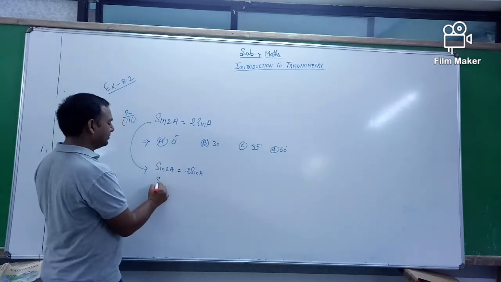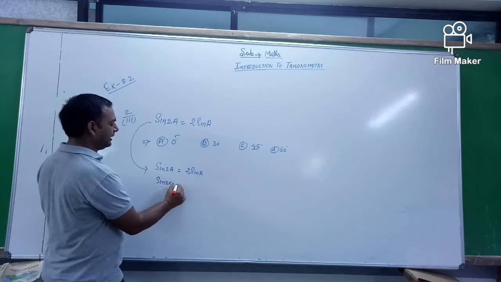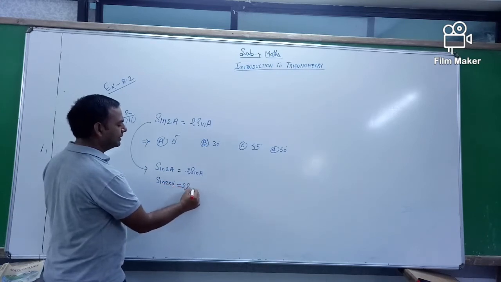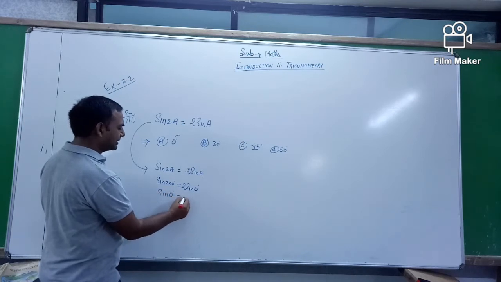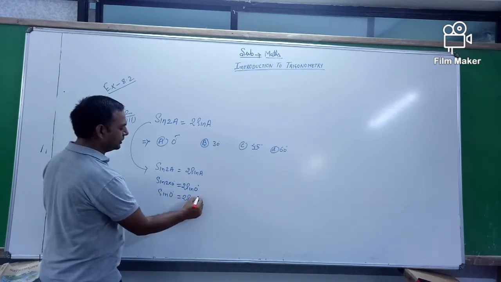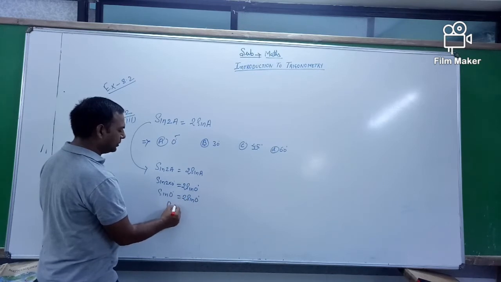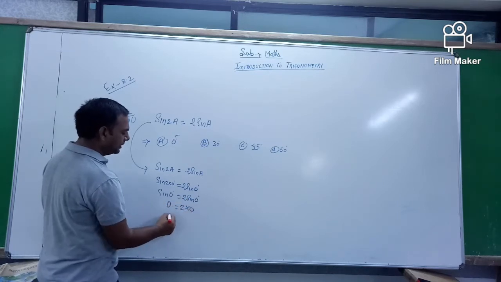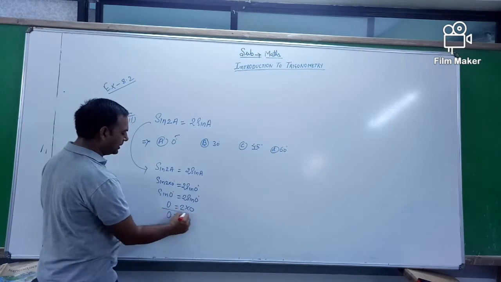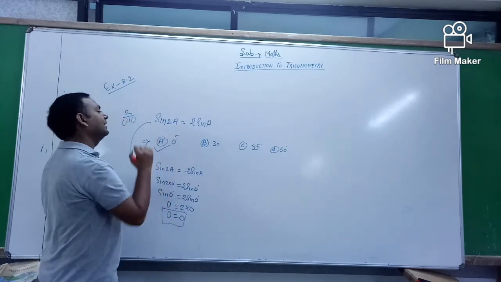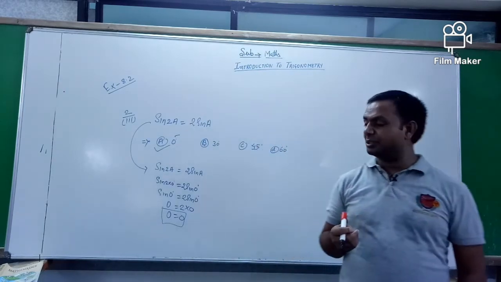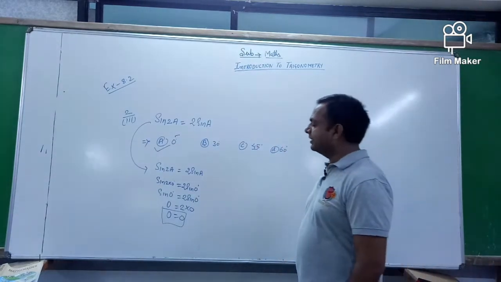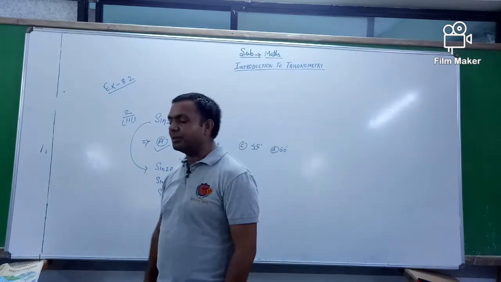So the answer is, if I put sine 2 into 0 degrees, it is equal to 2 sine 0 degrees. Sine 0 degrees is equal to 0, and 2 into 0 is also equal to 0. Then you can say that sine 2A is equal to 2 sine A only in the situation where that angle is 0 degrees.